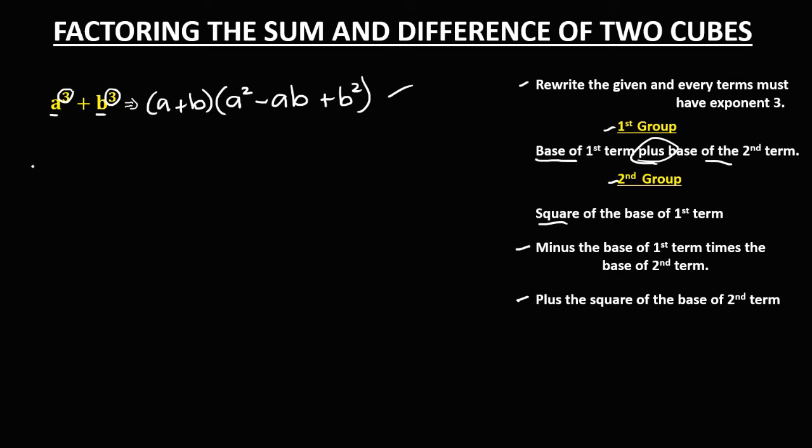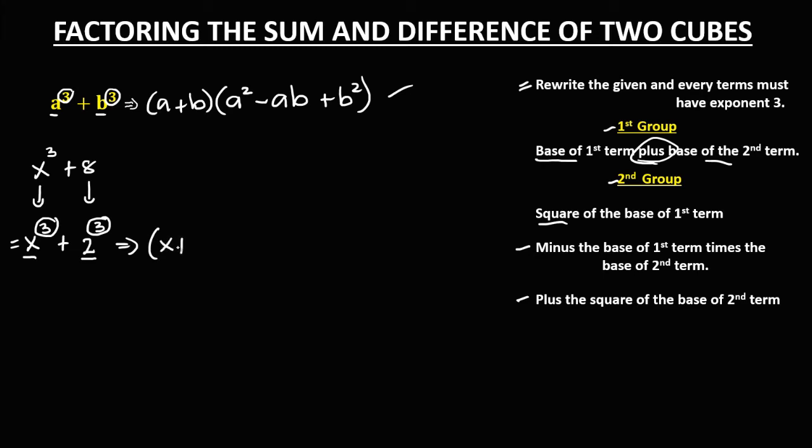So if we have this given, x to the power 3 plus 8, again, we need to rewrite the given so that every term has an exponent 3. So just bring down this x to the power 3, then plus, we need to rewrite this 8 with exponent 3. So 8 is 2 to the power 3. Using this equation, we can find the factors because every term has an exponent 3. So x is the base of the first term and 2 is the base of the second term.